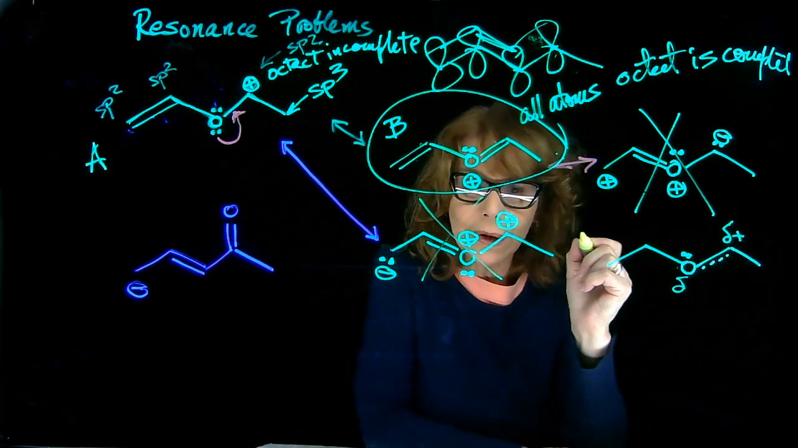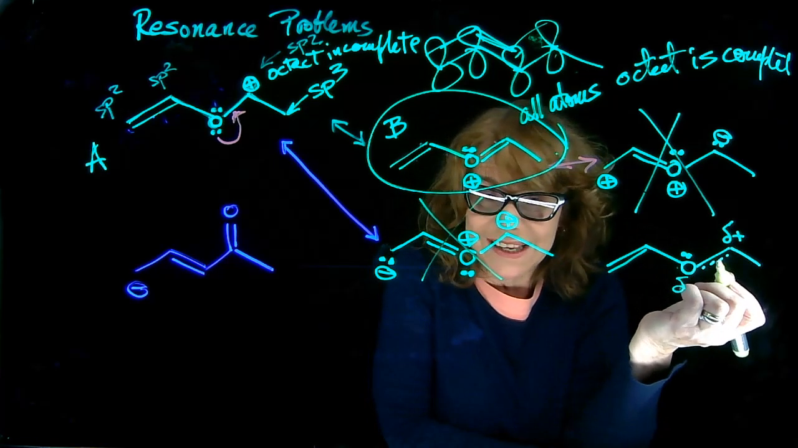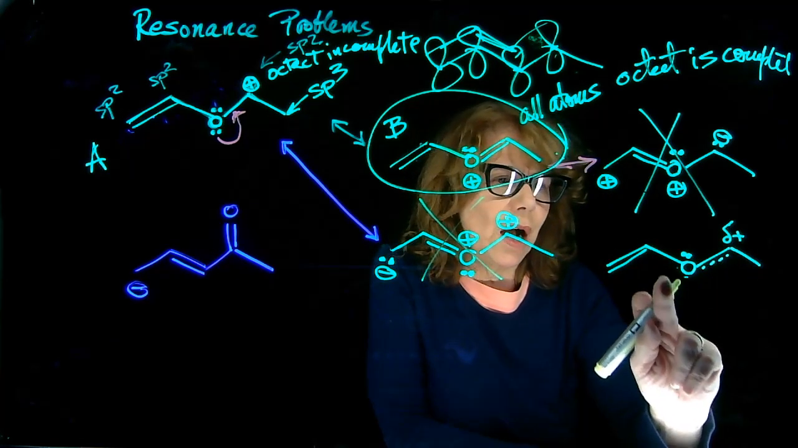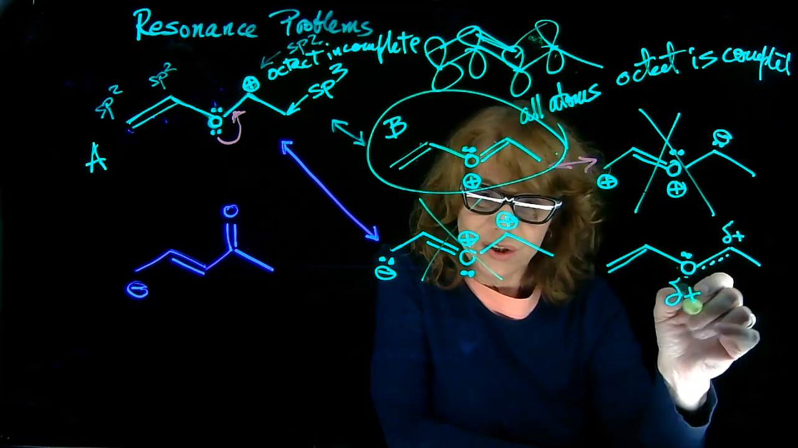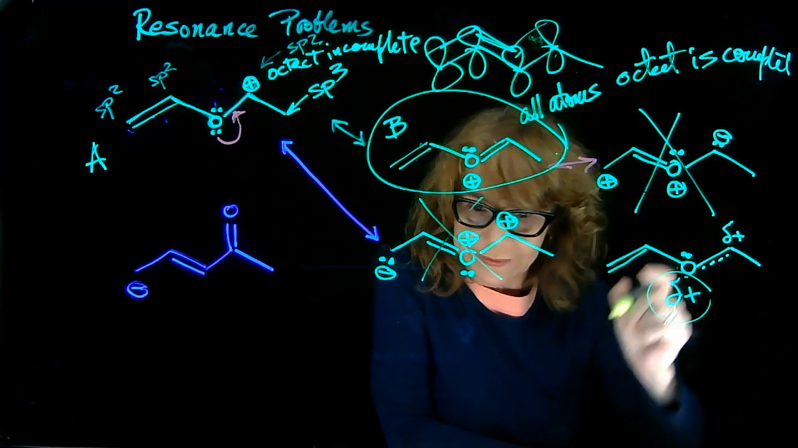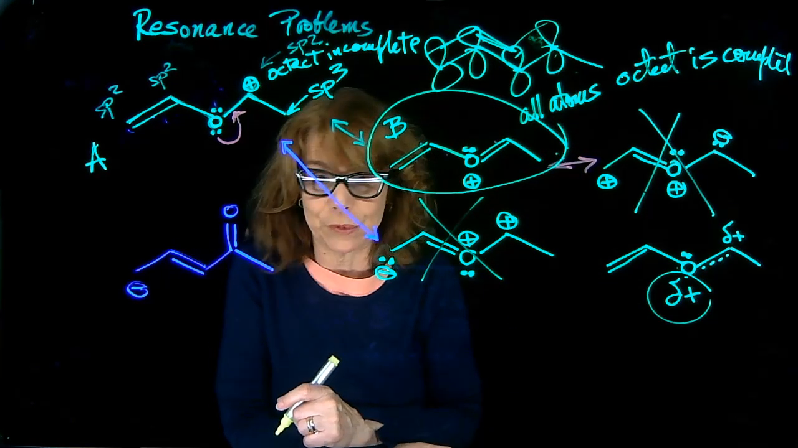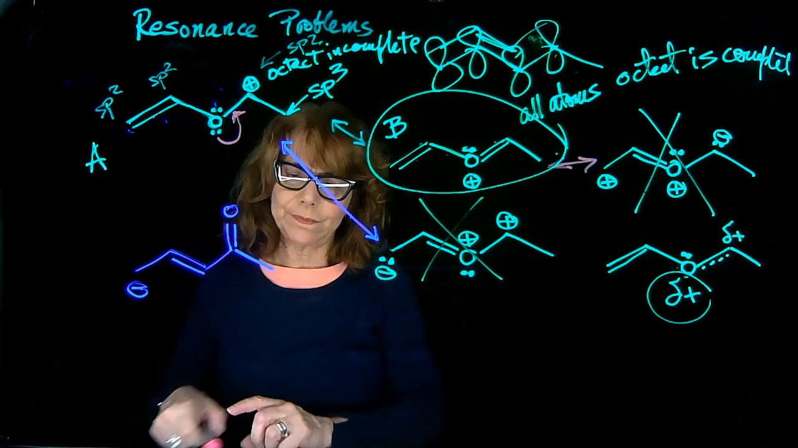So where is the larger partial charge? Actually it is on the oxygen, because in this structure the octet is complete. So I'm going to draw this delta larger than that, signifying that this structure is the one that contributes the most.